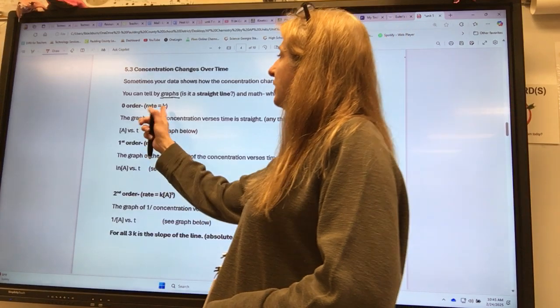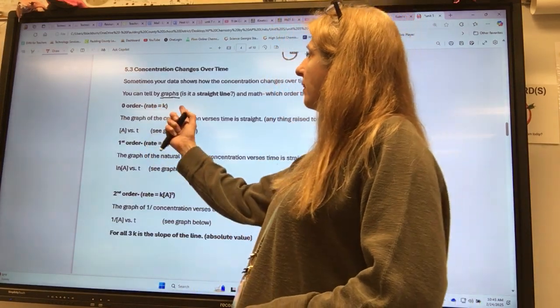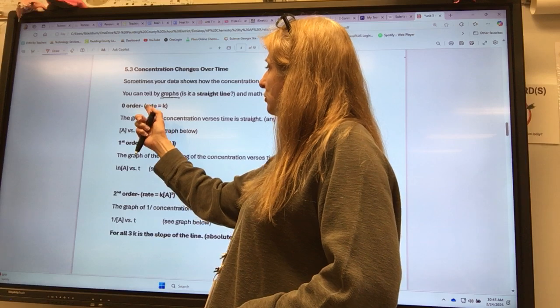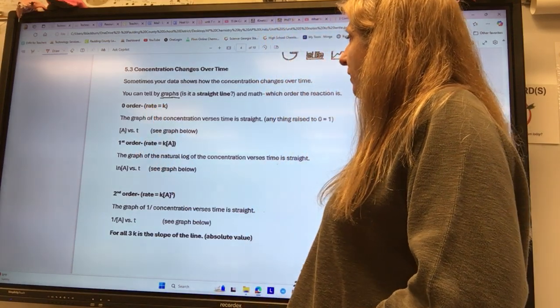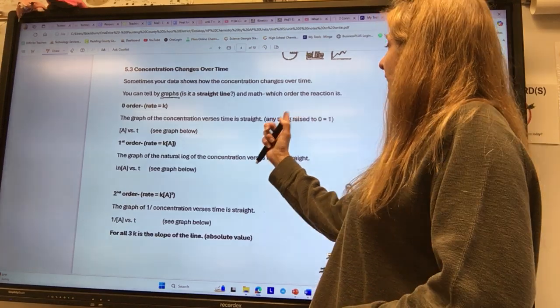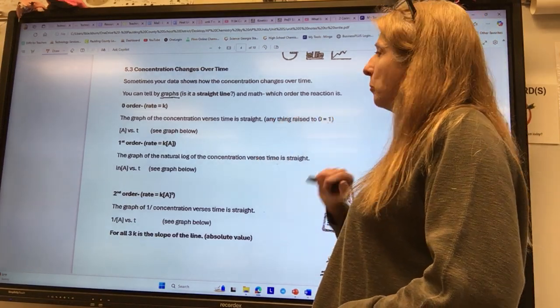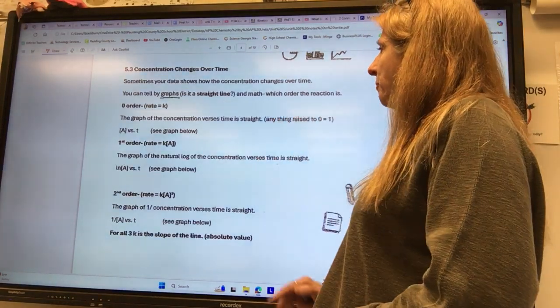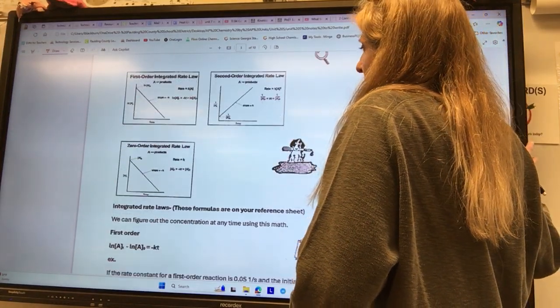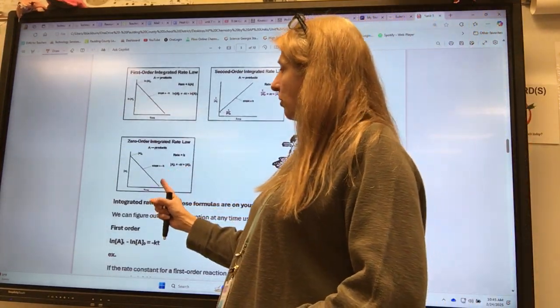If it is 0 order, that means the concentrations don't matter, that is, the rate equals the constant. The graph of the concentration versus time is straight because anything raised to the 0 power is 1 mathematically. Okay, so now everybody scroll down, look at the graph. This is what the 0 order looks like.